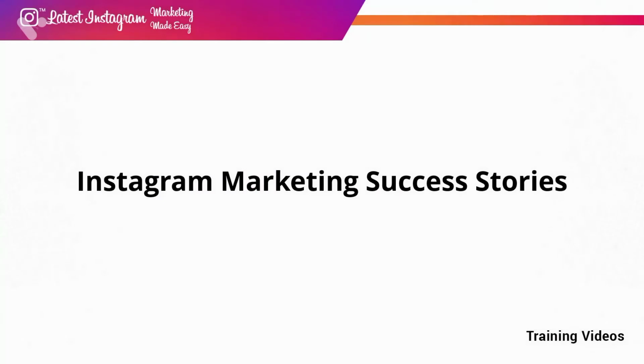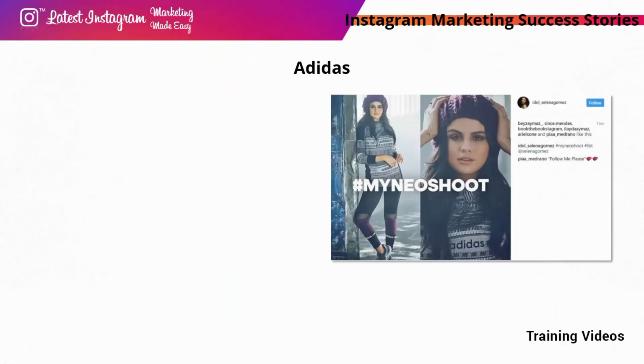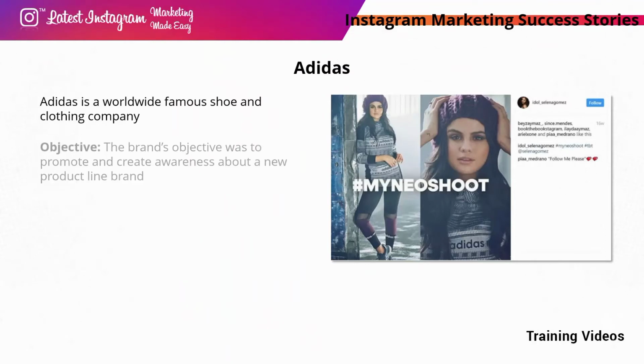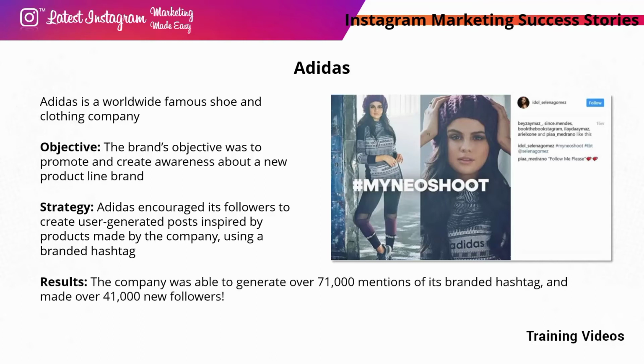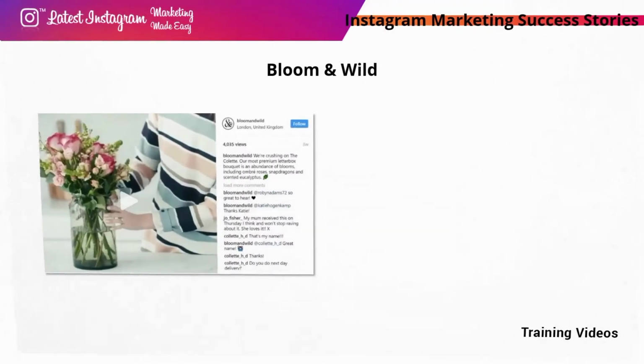Instagram marketing success stories. Adidas. Adidas is a worldwide famous shoe and clothing company. Objective. The brand's objective was to promote and create awareness about a new product line brand. Strategy. Adidas encouraged its followers to create user-generated posts inspired by products made by the company using a branded hashtag. Results? The company was able to generate over 71,000 mentions of its branded hashtag and made over 41,000 new followers.